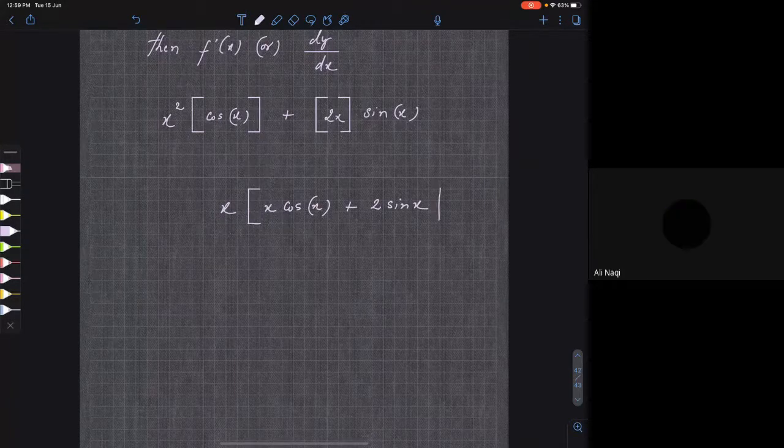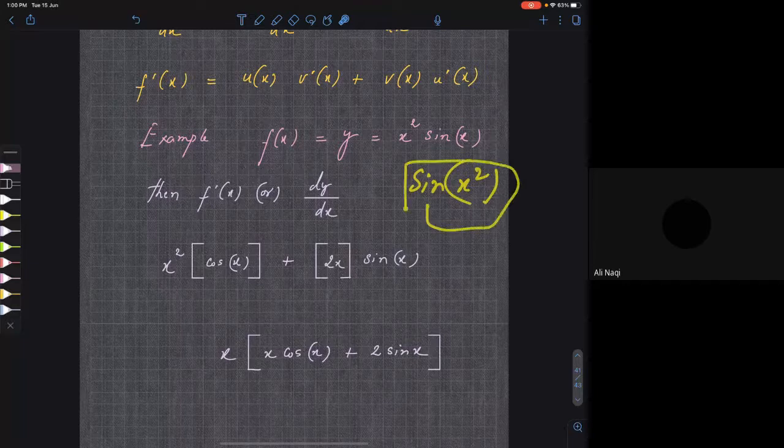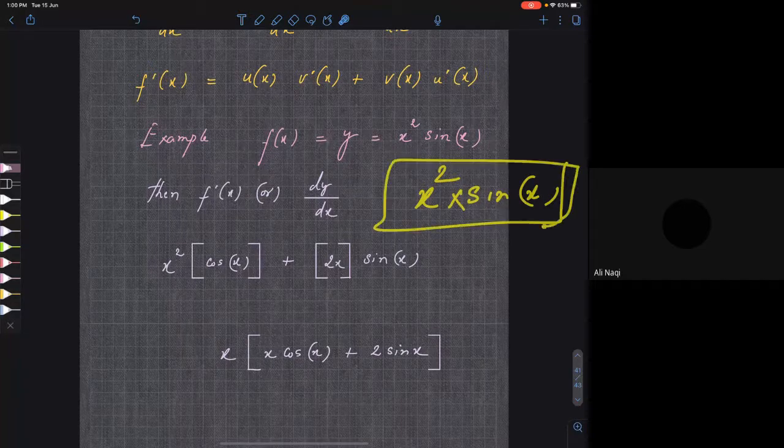So what's the difference between the chain rule and the product rule? There is no connection only between chain rule and product rule. See, in chain rule, we dealt with something like sine of x squared. So it is a function of a function. This time, we are dealing with the product of two functions. x square is a function, sine x is a function. So we are taking the product of two functions. You are getting my point?